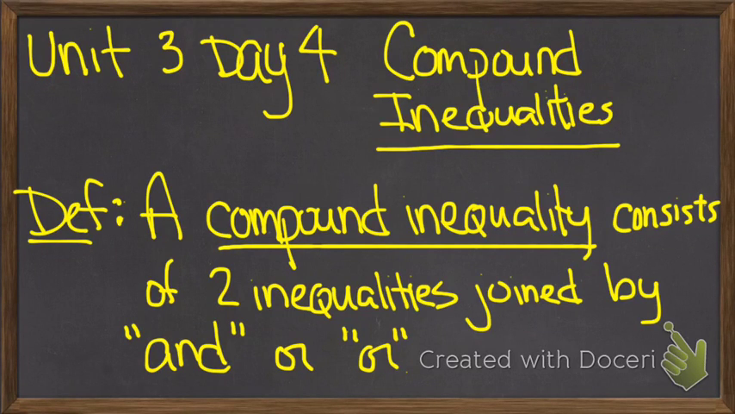The definition of a compound inequality. A compound inequality consists of two inequalities joined by "and" or "or." We've used "and" or "or" a lot in our lives.